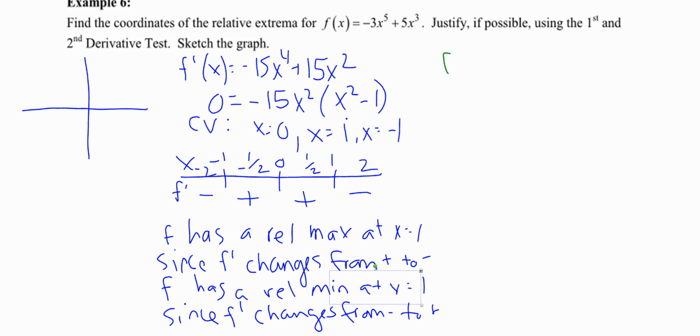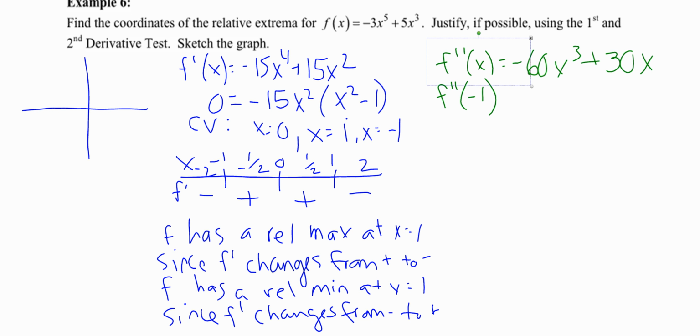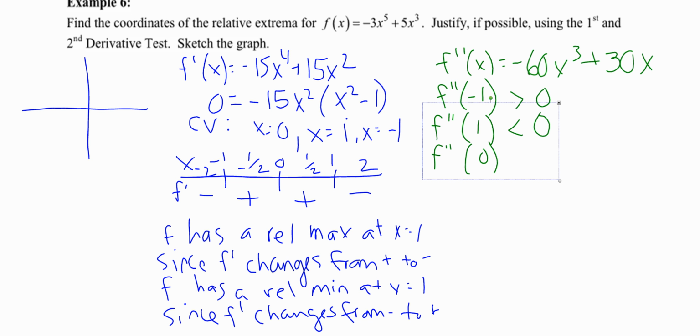We would take the second derivative, so we get negative 60x cubed plus 30x. All right, let's plug in our critical values. If we plug in negative 1, we're going to get a positive value. If we plug in 1, we're going to get a negative value. And if we plug in 0, our other critical value, we're going to get 0.